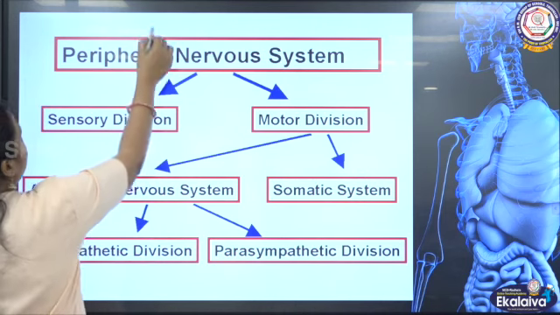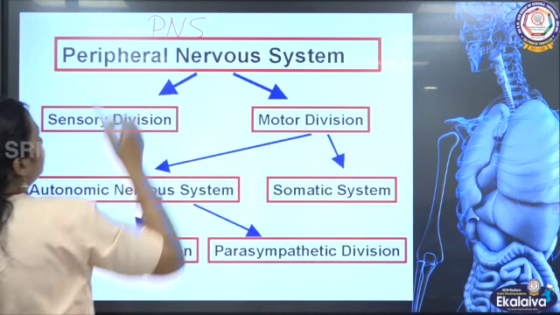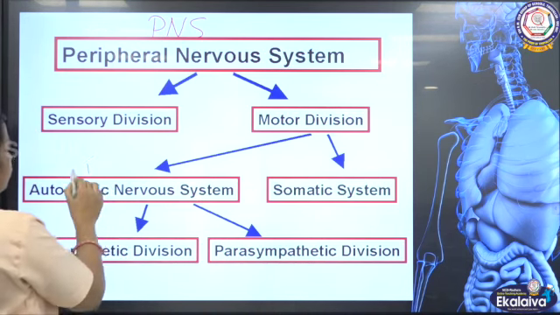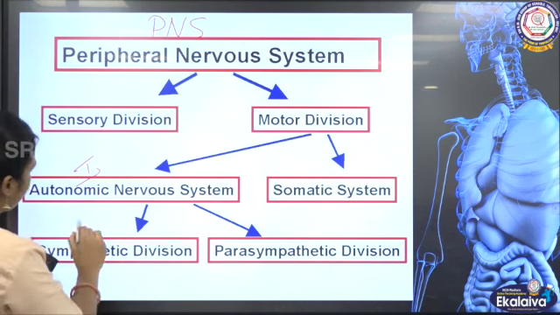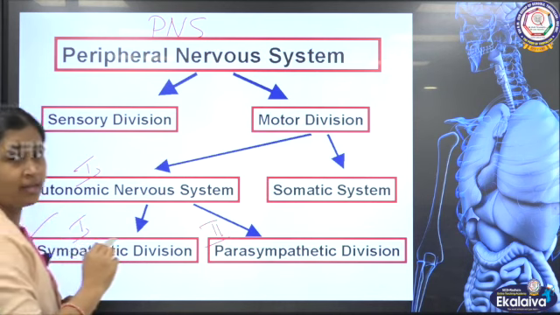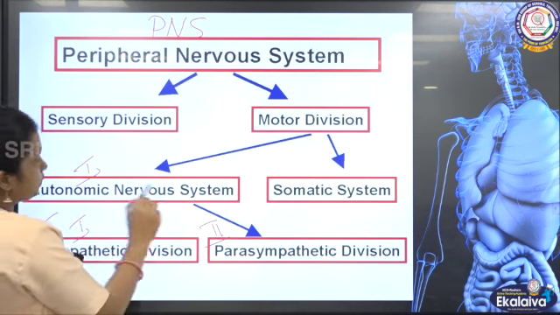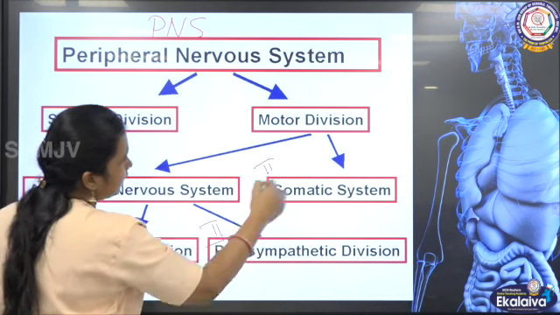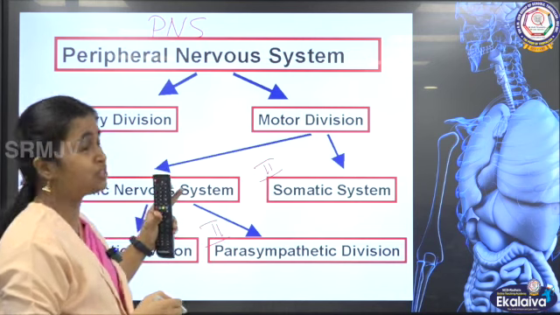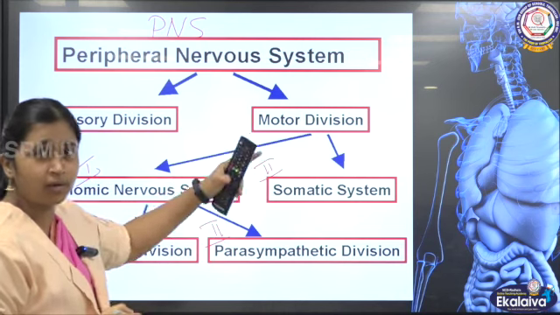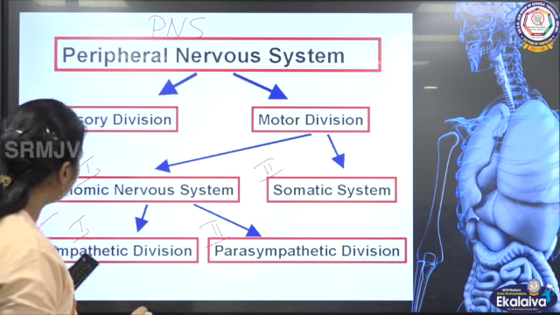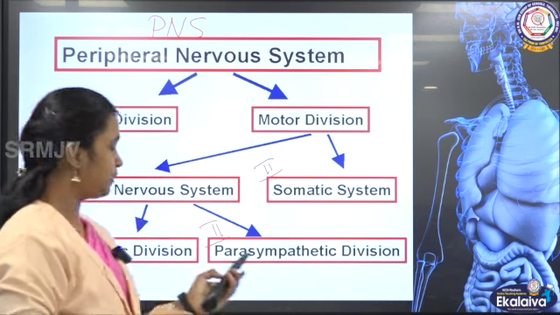If you see the flow chart, PNS, otherwise called peripheral nervous system, is divided into sensory and motor. In motor we have autonomous, and in autonomous we have sympathetic and parasympathetic. We are going to see the role of sympathetic and parasympathetic. Autonomous nervous system, and another one, somatic nervous system. So we will recap once again. PNS is classified into two, sensory and motor. In motor we have autonomous and somatic. Autonomous is divided into two, sympathetic and parasympathetic.